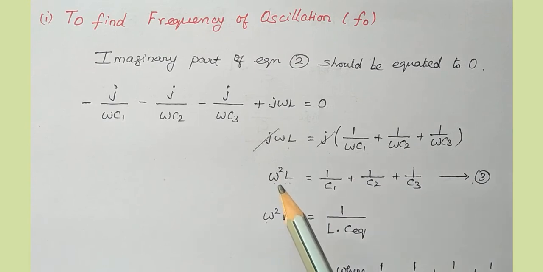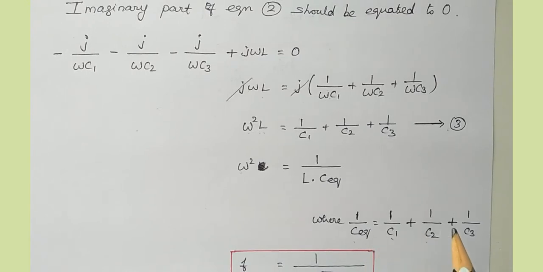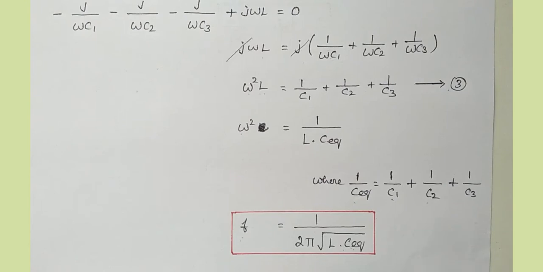Now we need only the frequency term, hence we move the L to the right hand side, where it becomes the denominator. Hence we have omega square is equal to 1 by L into C equivalent. So what is C equivalent? C equivalent is nothing but 1 by C1 plus 1 by C2 plus 1 by C3. Now we write the frequency of oscillation is equal to 1 by 2 pi root of L into C equivalent.